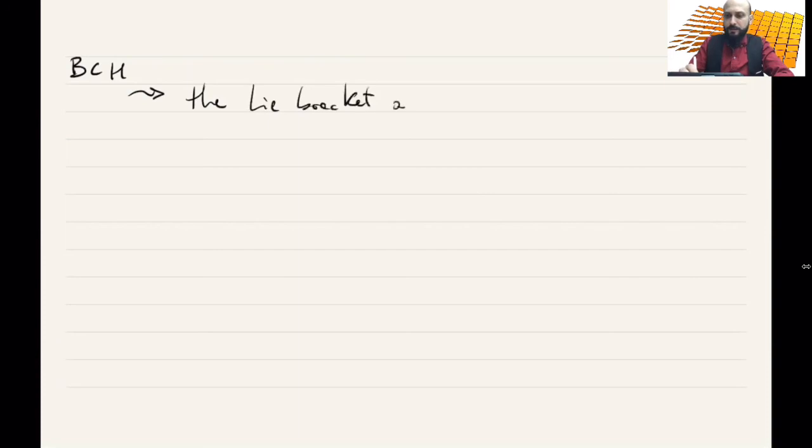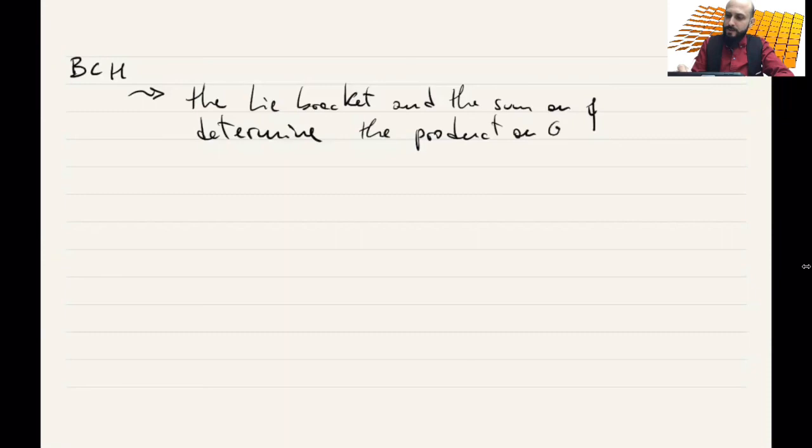Let me stress what is the importance of the Baker-Campbell-Hausdorff formula. It is the fact that the Lie bracket and the sum on the Lie algebra, they determine the product on the group. And really they determine it via a precise formula.